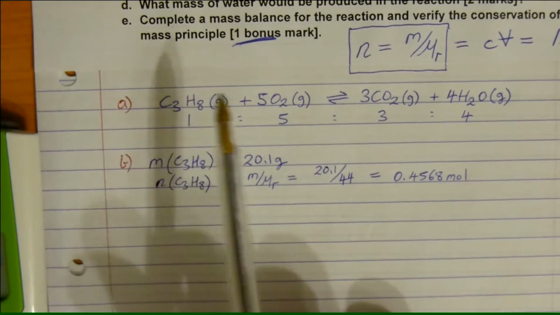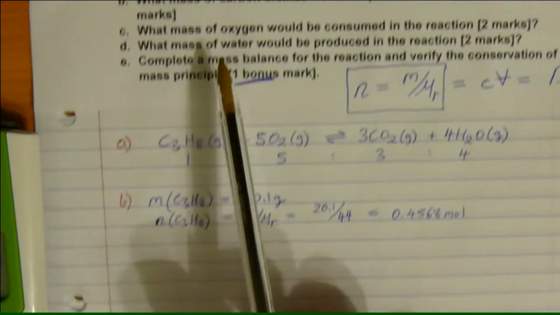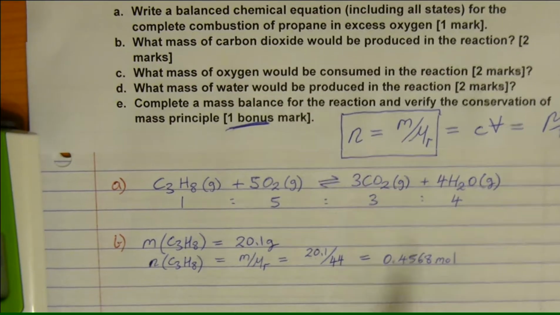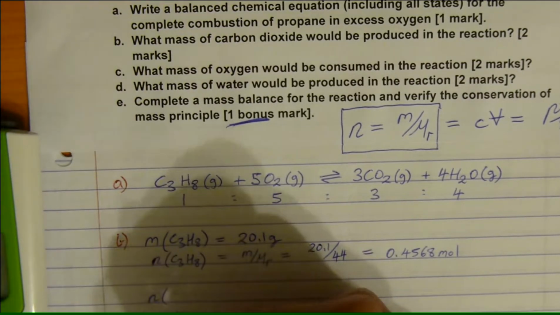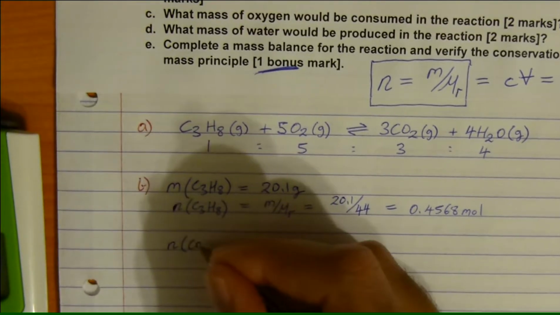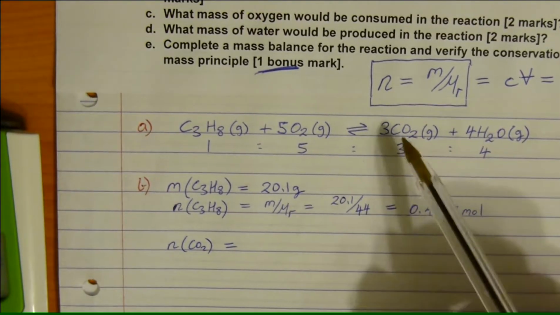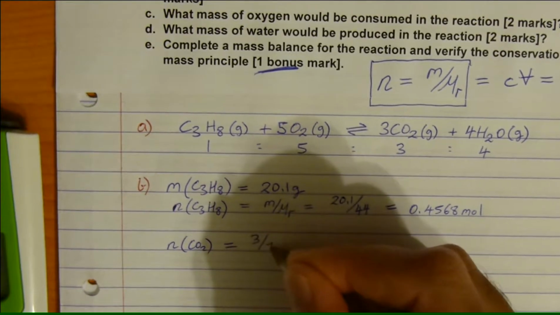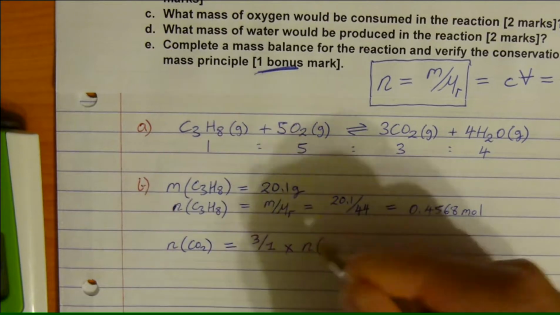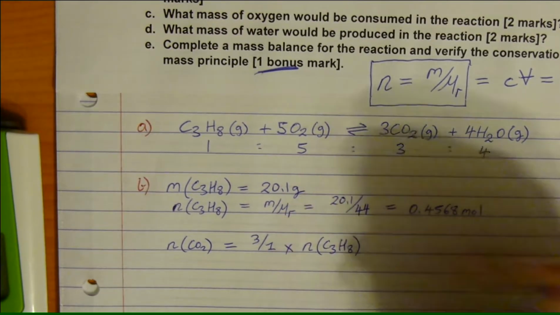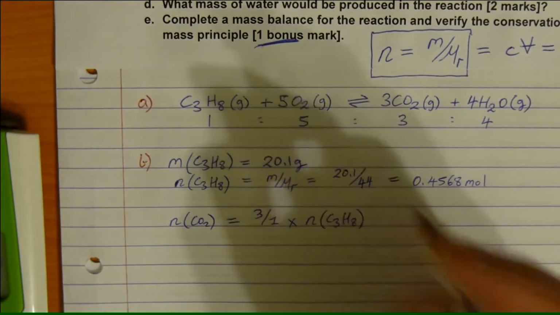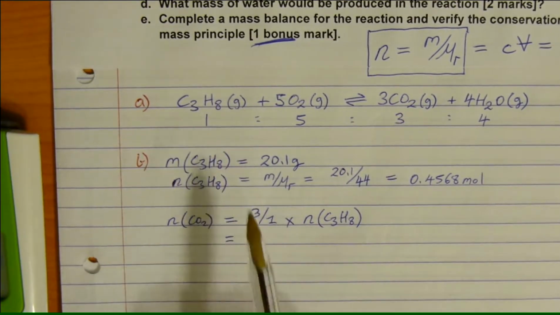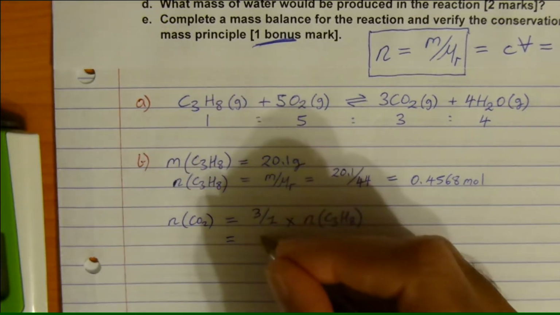Now I need to get to the number of mole of my unknown. So the thing I'm trying to calculate, remember, was CO2. Okay, so CO2, so this guy. So the number of mole of CO2 is going to equal unknown, which is 3, divided by known, which is 1. So 3 over 1 times the number of mole of what I just used, so 3 over 1 times the number of mole of C3H8. So just to reiterate, unknown 3 divided by known 1. 3 over 1.